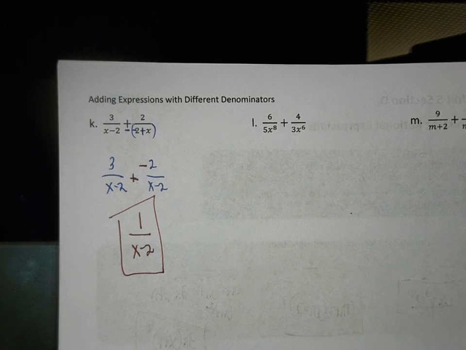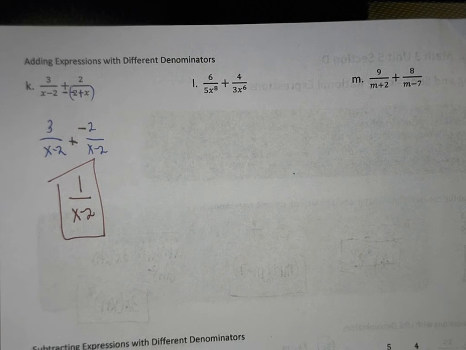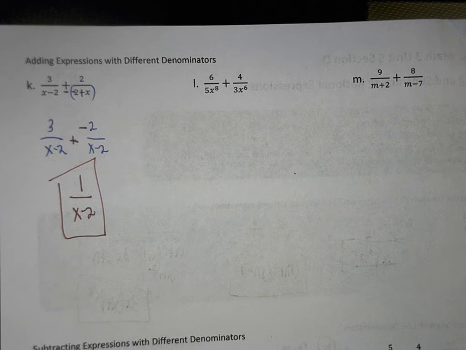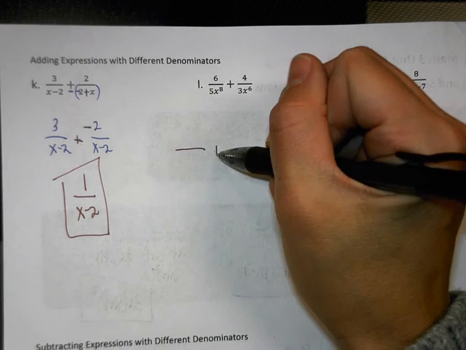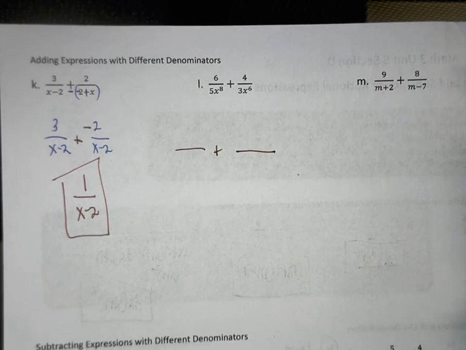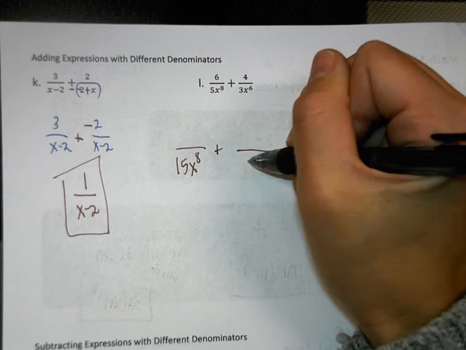All right. L. What would be my common denominator? 15x to the 8th, right? Because we have the 5 and the 3, so 15, and then we have to have the largest exponent, right? Serena, are you getting this? Okay, so what I normally do is I write two fractions, and they're both going to end up having 15x to the 8th in the denominator.